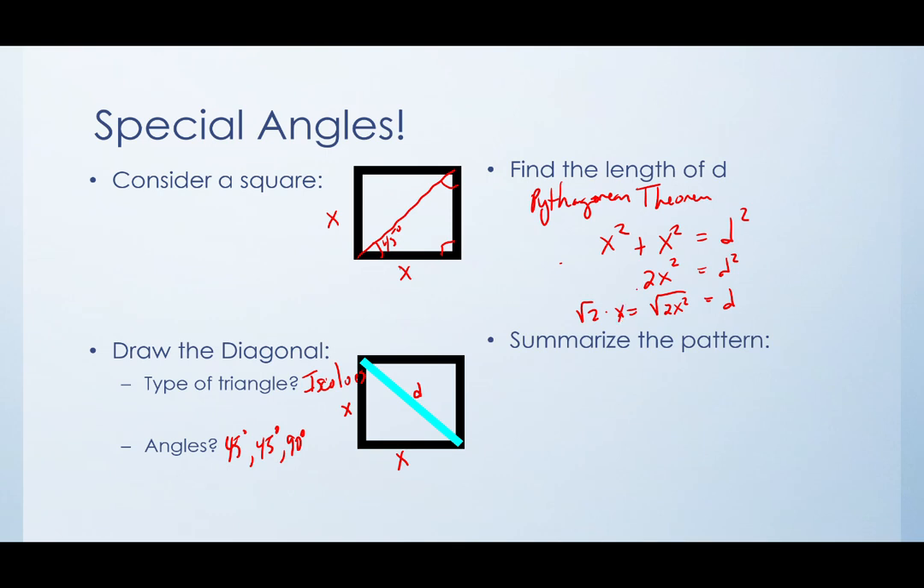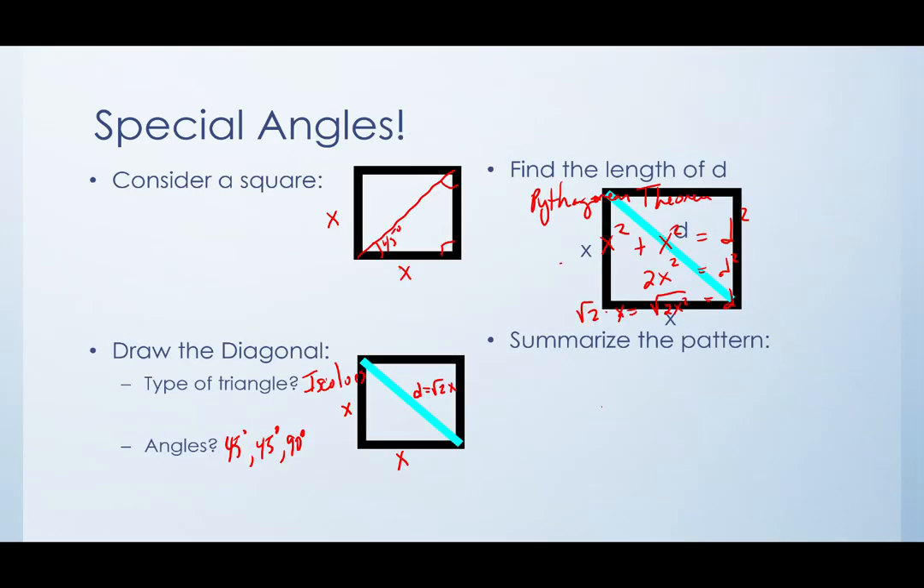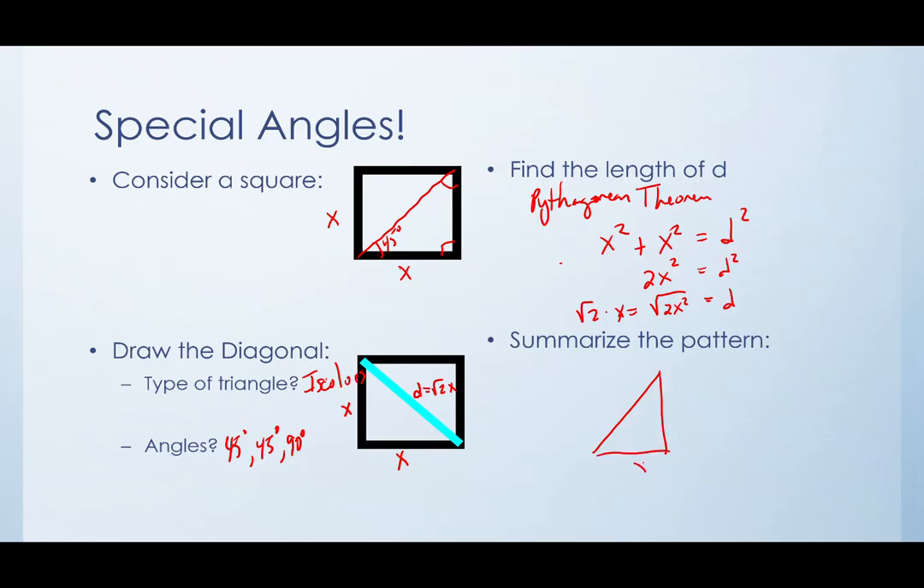Okay, so there's what our side is, right? So this is root 2 times x. So we can summarize that pattern: anytime we have an isosceles right triangle, whatever the sides are, they are x, x, root 2 x. Or, just to make our lives easy, let's make x equal to 1. We've got sides of 1, 1, and root 2.